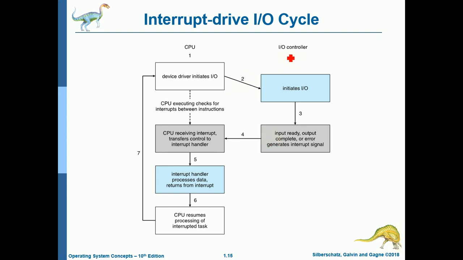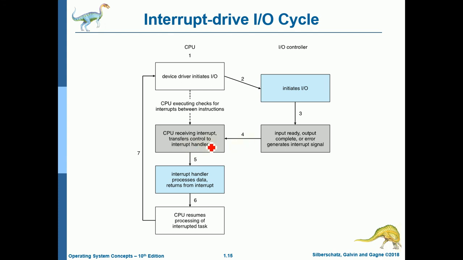As you can see, while the I/O controller initiates I/O in this third step, what is the CPU doing? Is the CPU idle? No. What is it doing? The CPU executing checks for interrupts between instructions. So aside from the I/O having its own function, the CPU looks for other interrupts. After this step number 3, it goes here.